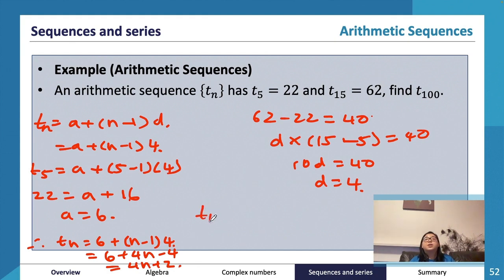Alright, so let's find T100. So T100 is going to be 4 times 100 plus 2. So that's going to end up becoming 402.